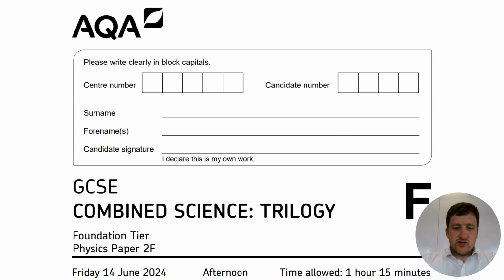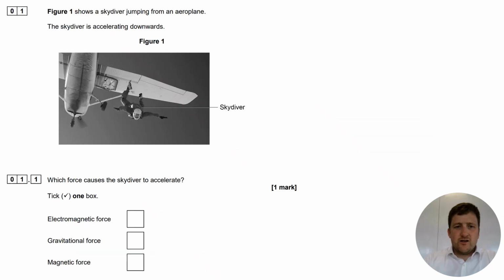Okay, this is our foundation paper for Physics Paper 2. We can see a skydiver in the image in Figure 1, and it says the skydiver is accelerating downwards. Now that is a really important word.